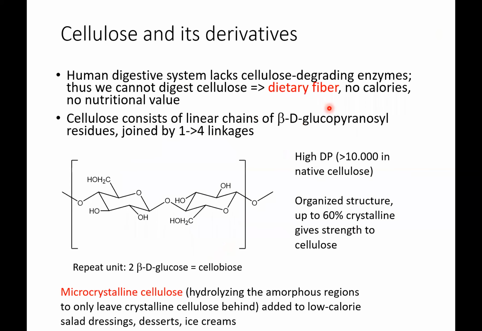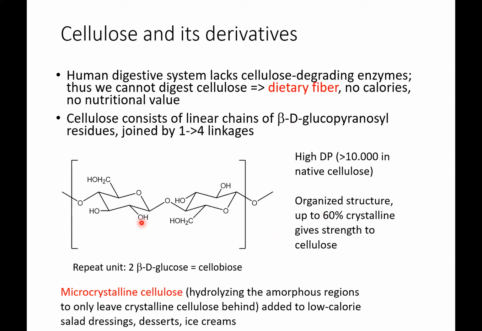Cellulose itself is not useful for the human digestive system. We can't deal with it. We are no cows. So it's a dietary fiber. It doesn't have calories. It doesn't have any nutritional value. But we can probably modify it, and we get to that in the next slide.